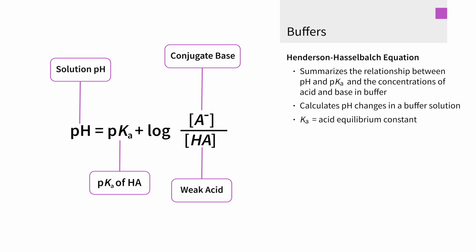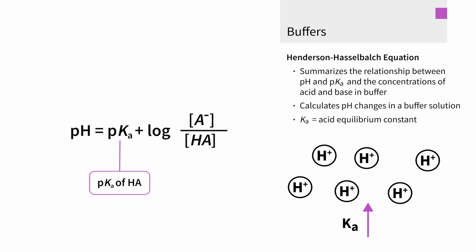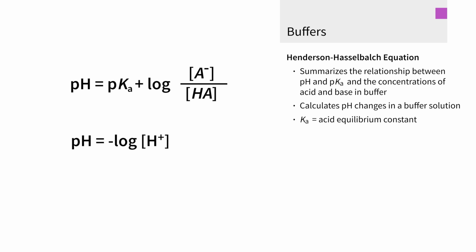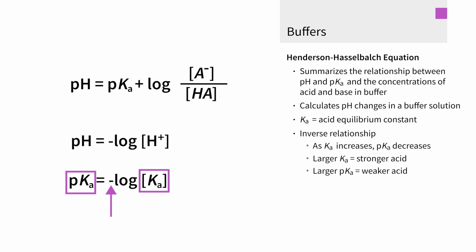Remember that Ka is the acid equilibrium constant, so a greater concentration of dissociated protons means a greater Ka. And going a step further, just like how pH is the negative log of a hydrogen ion concentration, H, pKa is the negative log of a Ka value. Remember, the inverse relationship between Ka and pKa introduced by that negative sign means that as Ka increases, the pKa decreases. Larger Ka, stronger acid, smaller pKa.